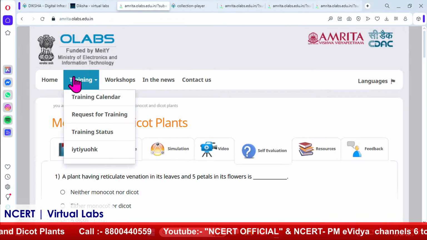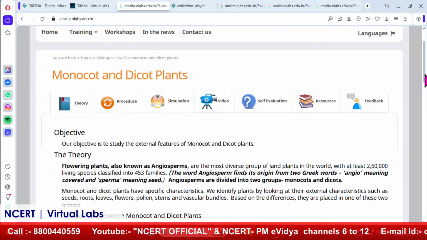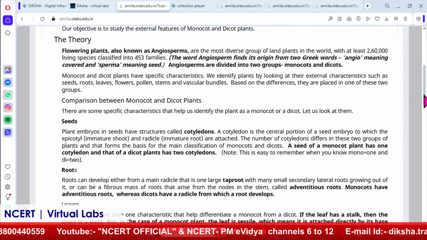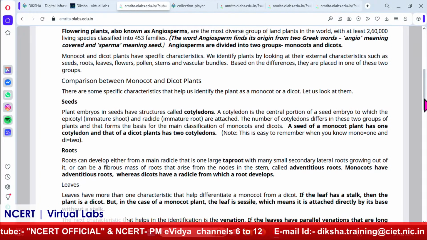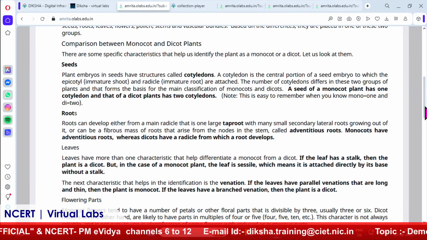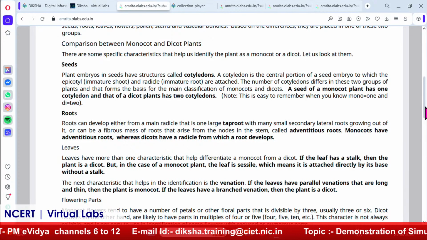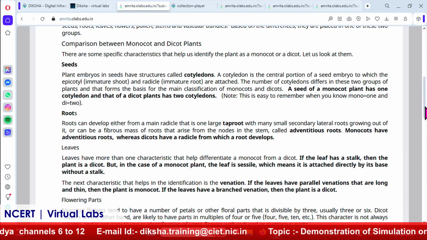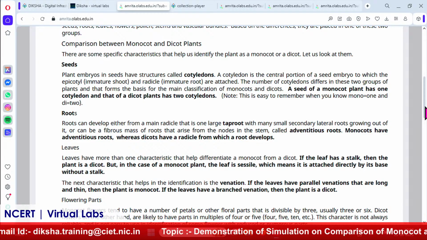So we will first of all study theory. When we scroll down here, you can see that, as I had talked about, we are going to talk about angiosperms today. The meaning of angiosperms is given, and then further there are different parts of plants which you have studied from your junior classes, that is seeds, roots, leaves, stem, flower, pollen grain. All these are different from each other when we are talking about monocots and dicots.